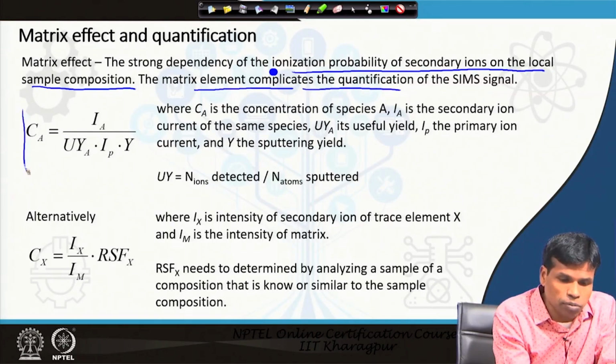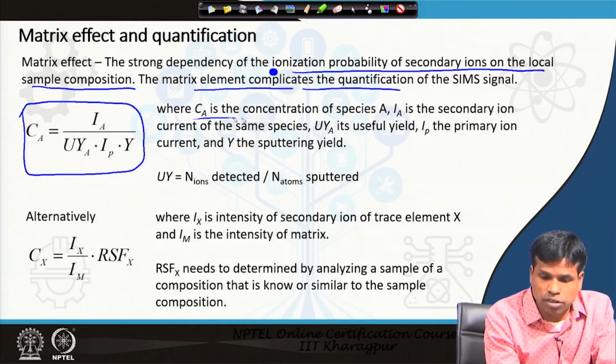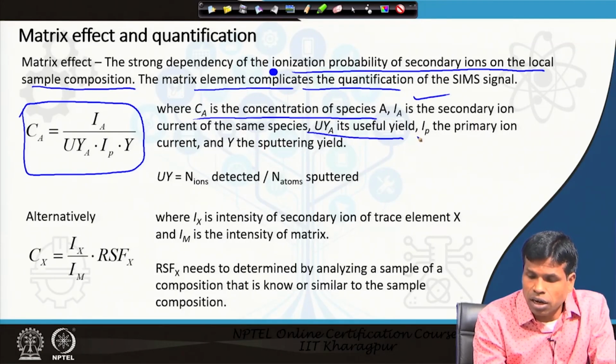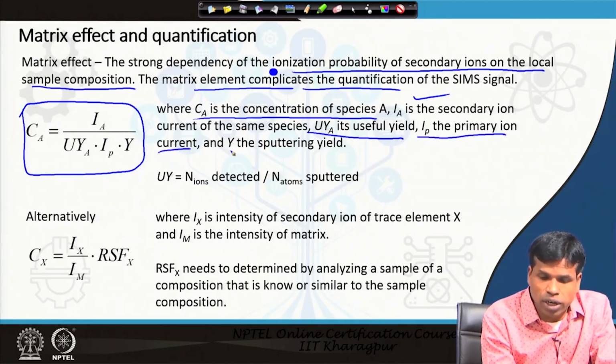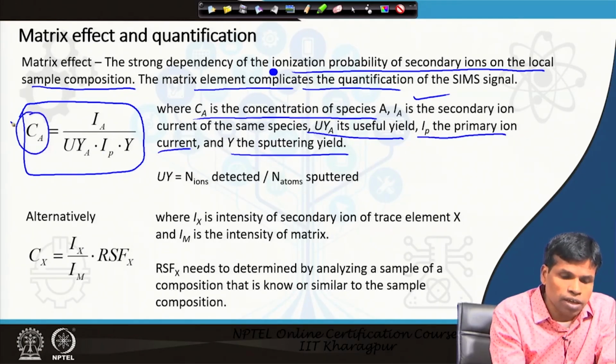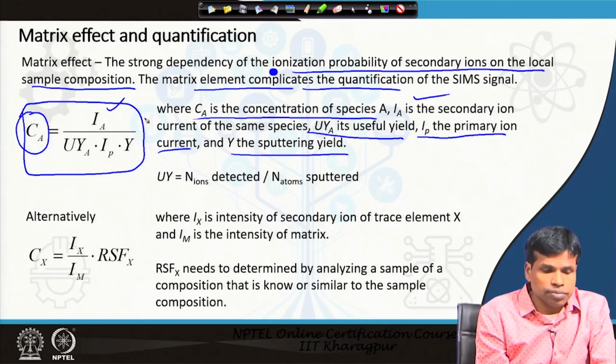So, this is the formula for measuring the composition of unknown materials. Let us say C is the concentration of this species. We need to know the secondary ion current of the same species, the useful yield, IP is the primary ion current, and Y is the sputtering yield. Knowing these, which can all be measured, one can measure the concentration of the species.